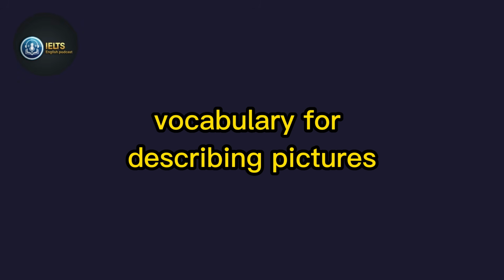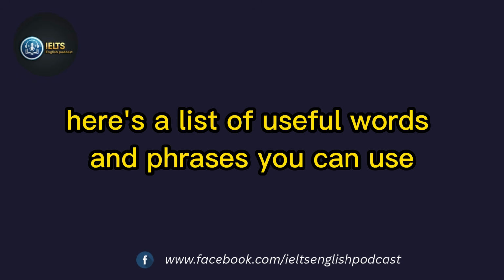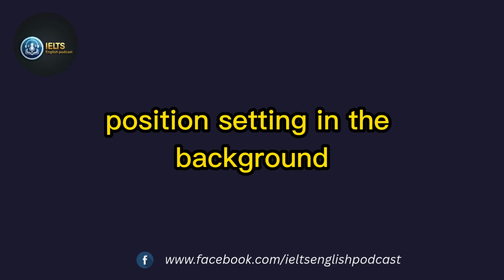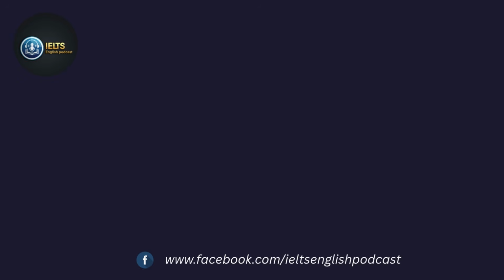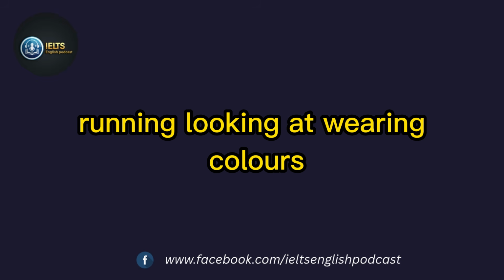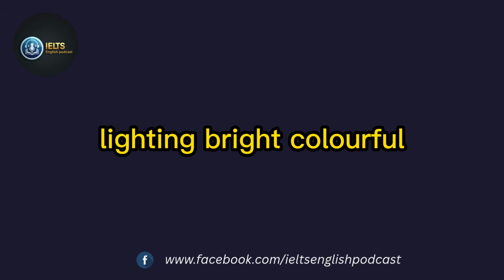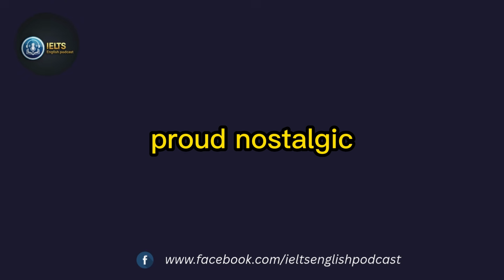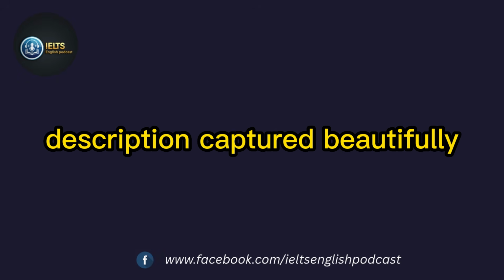Part 4. Vocabulary for describing pictures. Here's a list of useful words and phrases you can use. Category, vocabulary, phrases. Position and setting: in the background, in the foreground, in the middle, on the left, right side. Actions: standing, smiling, holding, sitting, running, looking at. Colours and lighting: bright, colourful, dark, warm light, soft tone. Emotions: cheerful, relaxed, excited, proud, nostalgic. Description: captured beautifully, taken from above, close-up shot, landscape view.